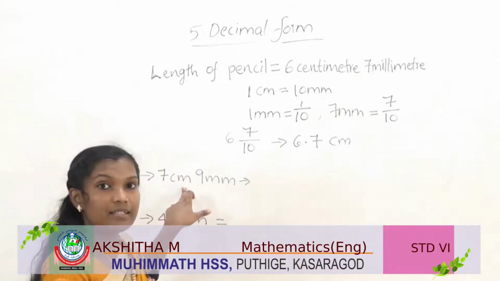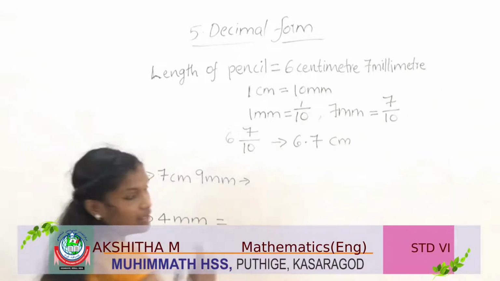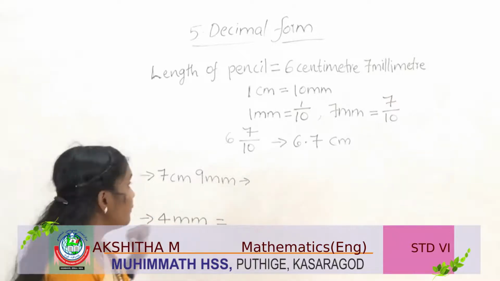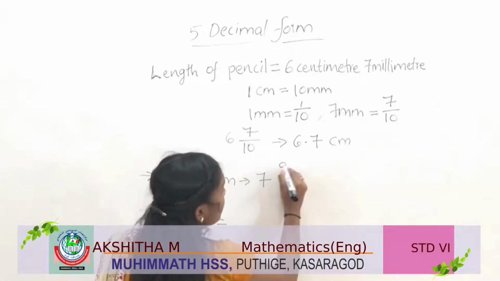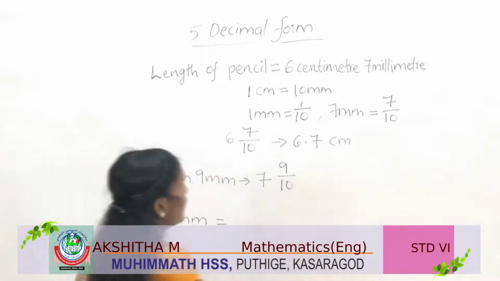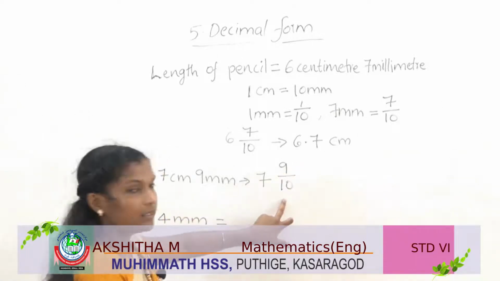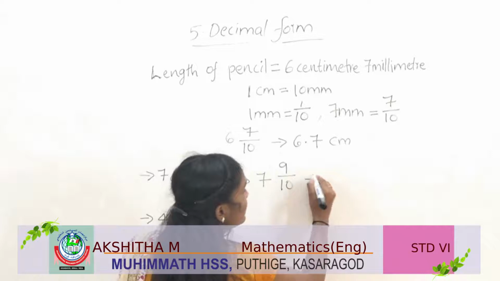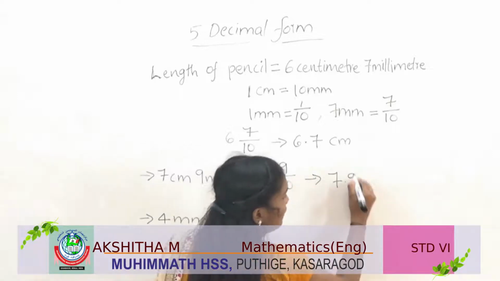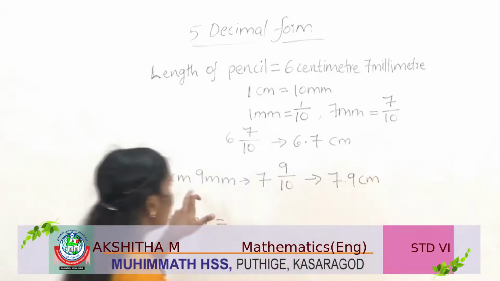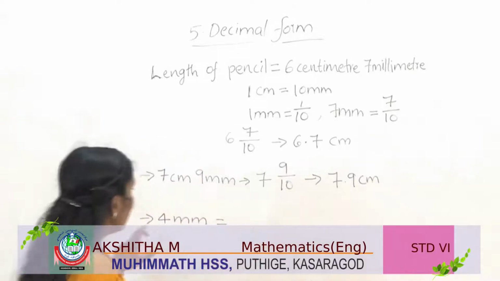How can we write this? 7 centimeter 9 millimeter. In fraction we can write 7 9 by 10. So its decimal form is 7.9 centimeter. Look at the next one.